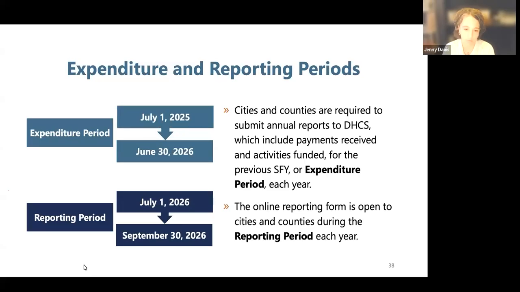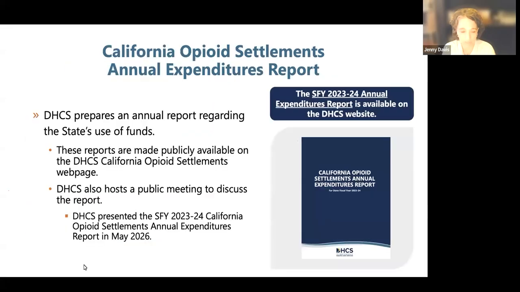And our reporting period, we are currently in one for state fiscal year 25-26, I believe. Our reporting period goes from July 1st to September 30th of each year. So as we enter a new state fiscal year, we're collecting the data from the previous full state fiscal year.